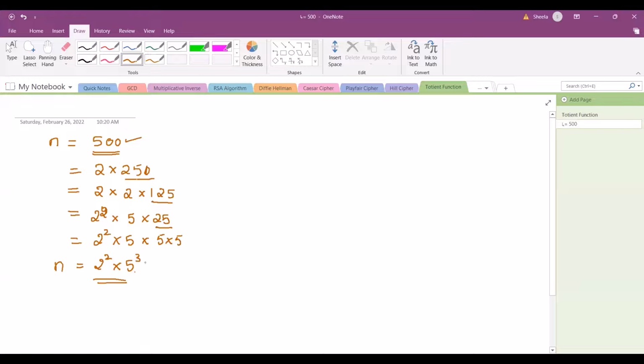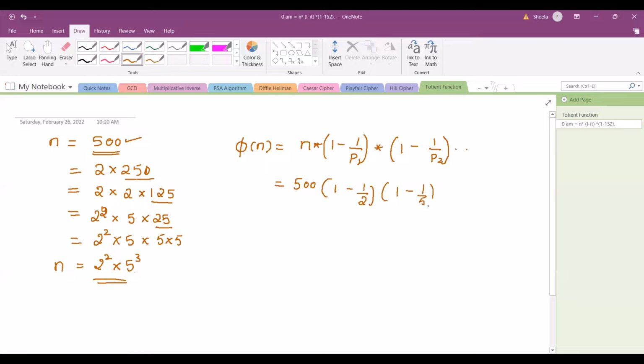Once I find the prime factors, how can I find the totient function? The totient function can be represented as phi of n is equal to n into 1 minus 1 by p1 into 1 minus 1 by p2. Depending on how many prime numbers there are, I have to repeat the process. Here only two prime factors are there. So here n is 500, the first prime number is 2 and the second prime number is 5. I can write it as 500 into 1 minus 1 by 2, which is 1 by 2, and 1 minus 1 by 5, which is 4 by 5.